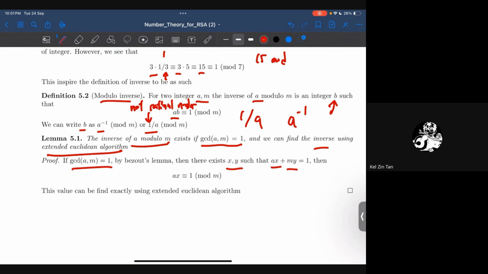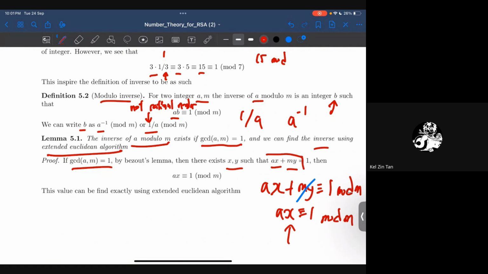Then you try and see what happens if you take ax plus my modulo m. Then it means that you divide this whole thing by m. This term will be cancelled because it is a multiple of m. So in the end, you get ax is congruent to 1 modulo m. And this x is the exact coefficient that you get from Bézout's lemma, from the extended Euclidean algorithm.